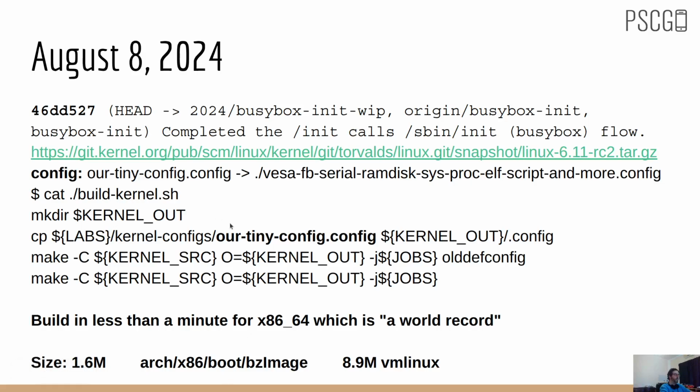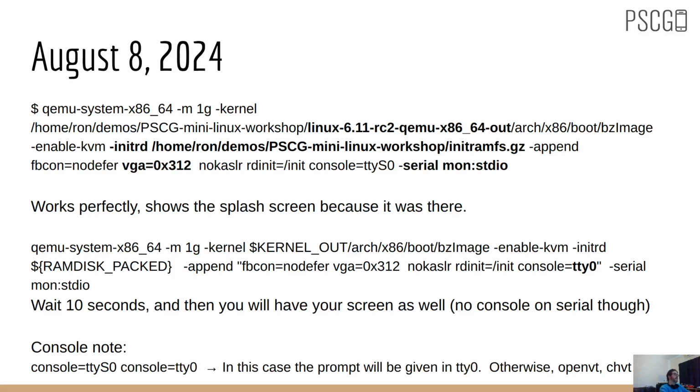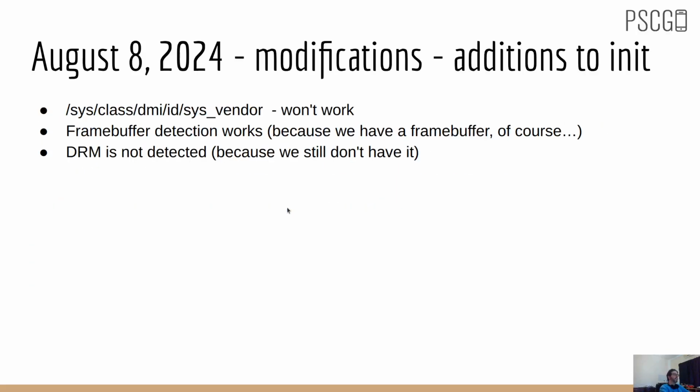The way we build the kernel would be copying a tiny config that we kept back then. It pointed to VESA, FP serial, RAM disk, sysproc, health script, and more. And the important thing here was that building it was 1.6 megabyte, okay? And VM Linux was 8.9 megabyte. And it's super important because most of this talk is about this. This is how I run things. It doesn't really matter, it's about the console and so on.